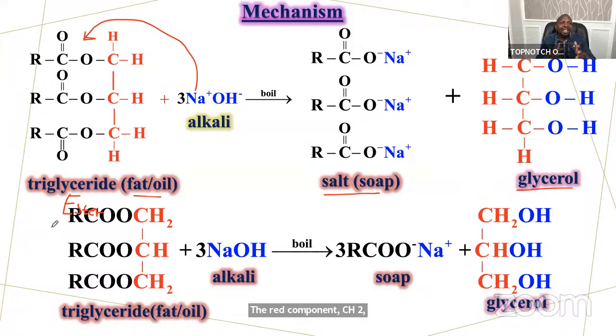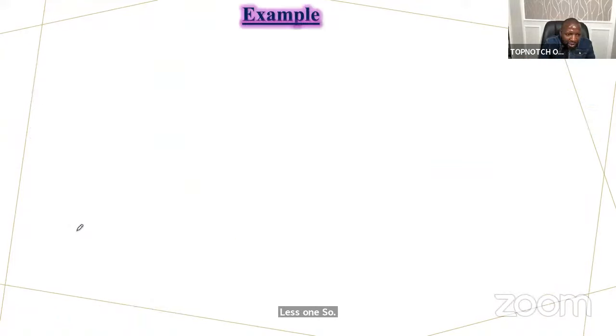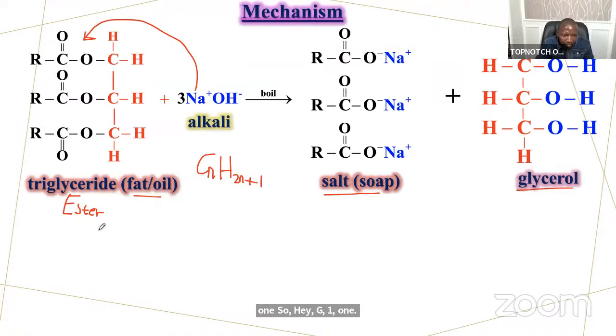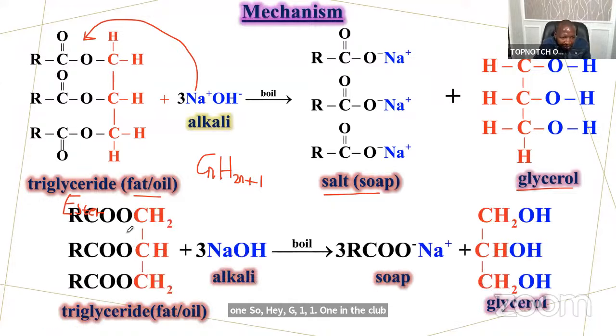And this R is any alkyl. Alkyl is anything with the formula CnH2n+1. So if R is C10, H will be 21. I'm saying this R stands for CnH2n+1. If n is 10, H will be 10 × 2 + 1, which is H21, then COO like that.